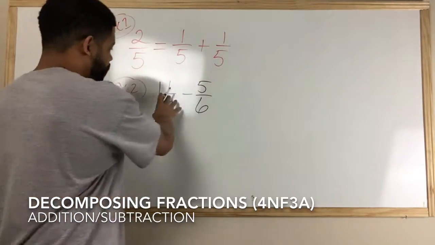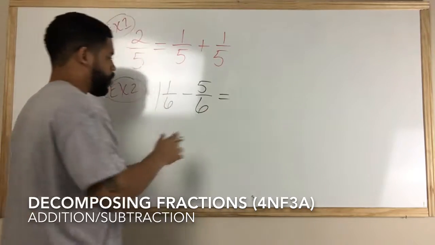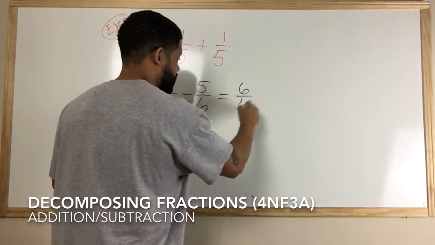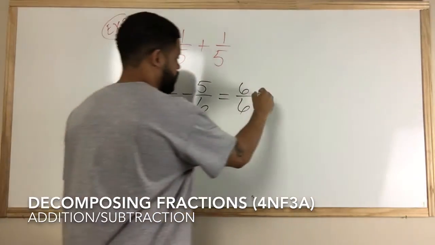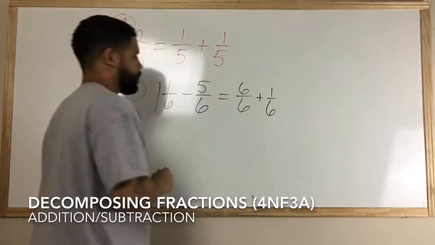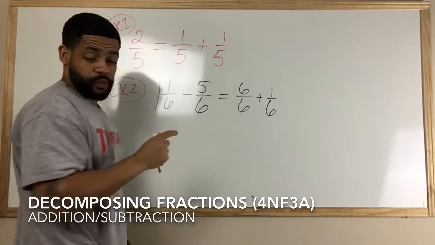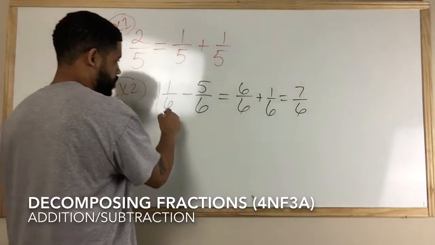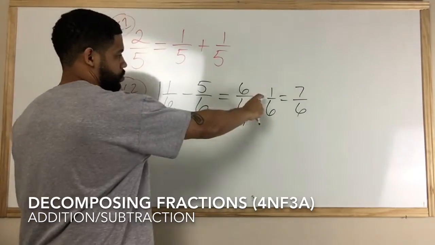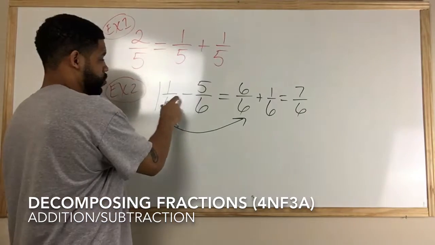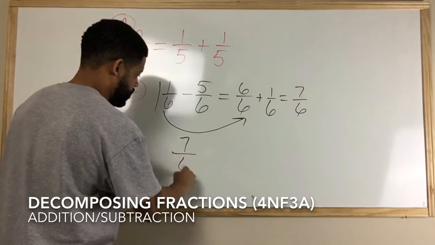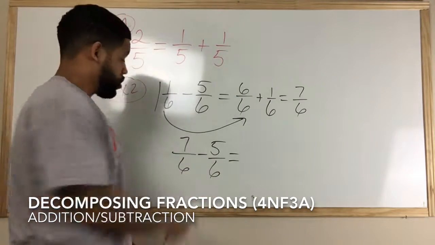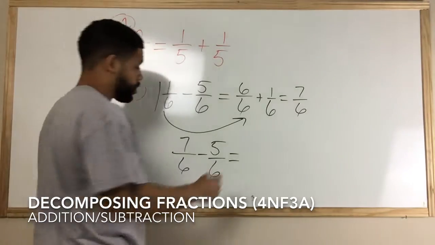So this first fraction, we can rewrite it, remembering that we saw 1 as 6/6. So I have 6/6 plus 1/6, and they go together to make this 1 and 1/6. That gives me 7/6. So now we can rewrite this equation as 7/6 minus 5/6. Since they have the same denominator, we simply take 7 minus 5, which equals 2/6.